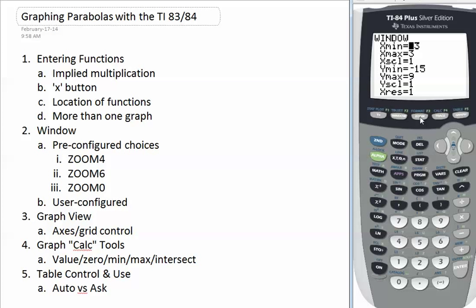There are other zoom options, and you may want to experiment with some of those yourself. Zoom Box is kind of interesting. You get to establish a box around part of a function, and then it will regraph just the box.